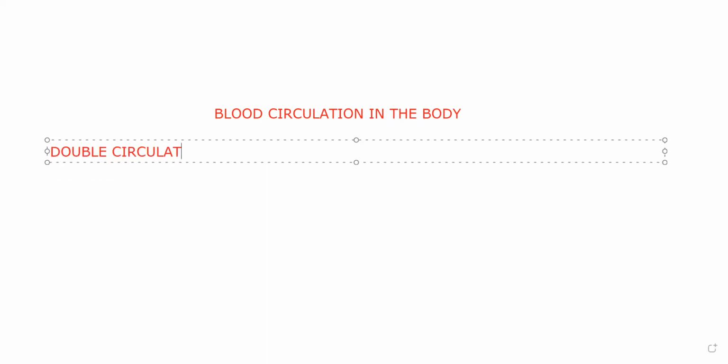I'll write it down here. Double circulation: blood travels twice through the heart in one complete cycle of the body.